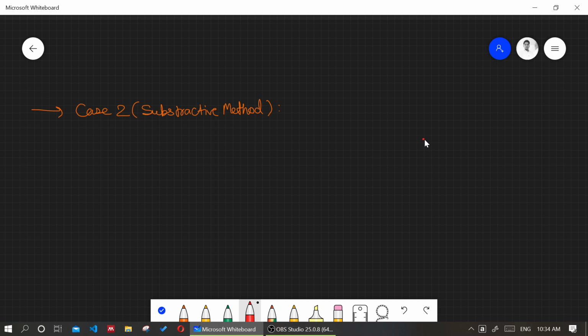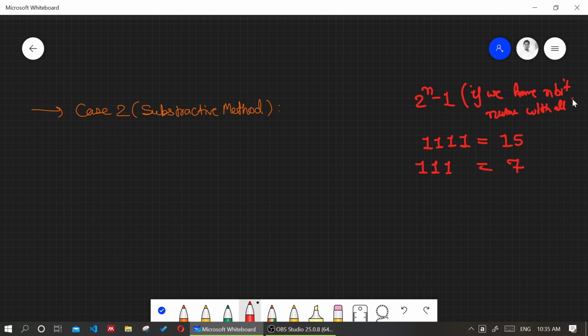What we have to memorize, just see. You simply know that if there is 1 1 1 1, this value is 15. If you have a number like 1 1 1, this number is nothing but 7. A generic formula is present, which is 2 raised to the power n minus 1. That means if we have an n-bit number with all ones, then the value of that number will be 2 raised to the power n minus 1.